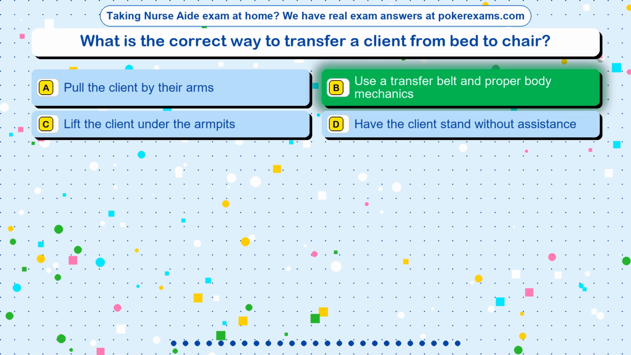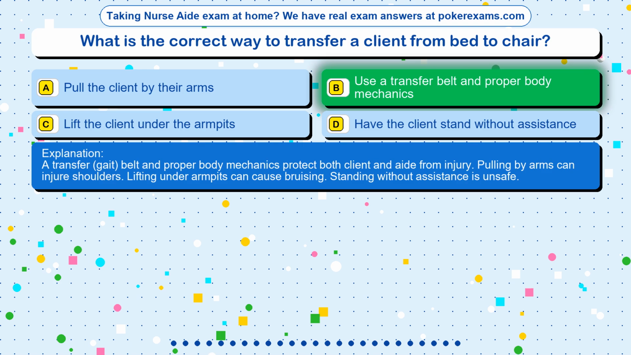The correct answer is option B. Use a transfer belt and proper body mechanics. A transfer, or gait, belt and proper body mechanics protect both client and aide from injury. Pulling by arms can injure shoulders. Lifting under armpits can cause bruising. Standing without assistance is unsafe.